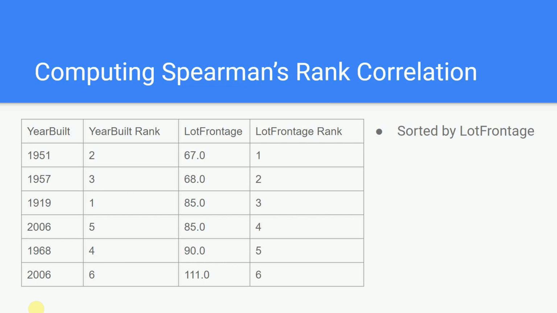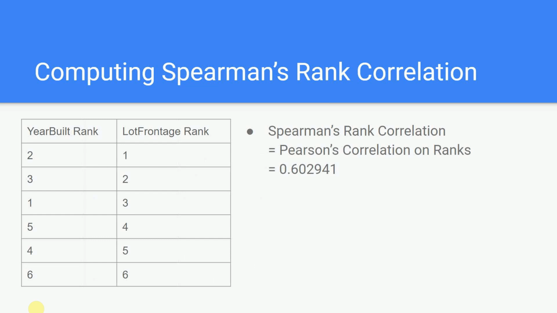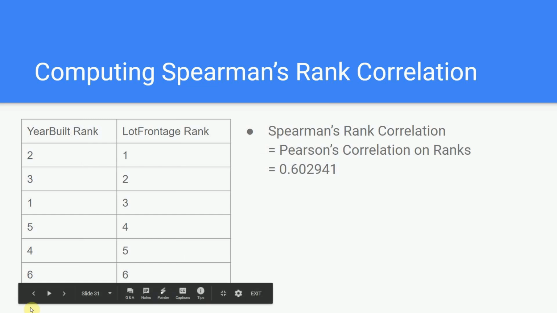We'll do the same thing for the lot frontage. So now we sort it by lot frontage and give them a rank. And we literally do linear correlation on these ranks. That was very fast. Any questions about the procedure? I'll give you some more intuition on the next slide.